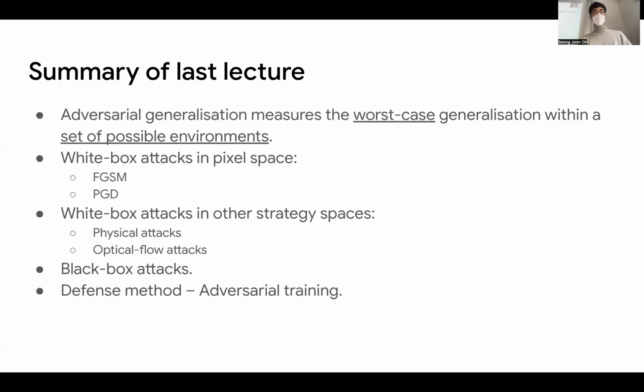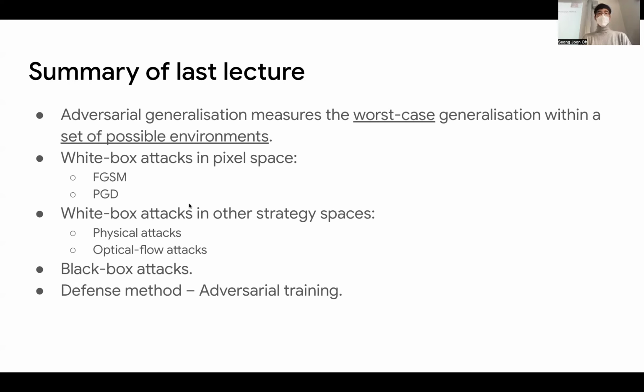So last time we talked about adversarial generalization. It's a way to measure the worst case generalization for some model against a set of possible environments. So the adversary is finding the worst case environment for you, and you're getting prepared against the worst case enemy. We looked into white box attacks in the pixel space, such as the fast gradient sign method, or iterative methods such as PGD, projected gradient descent.